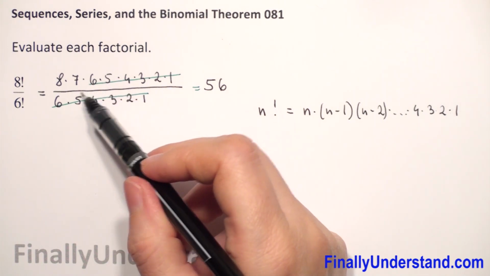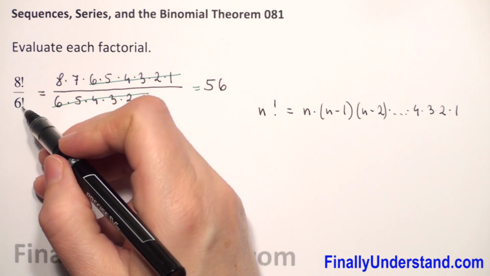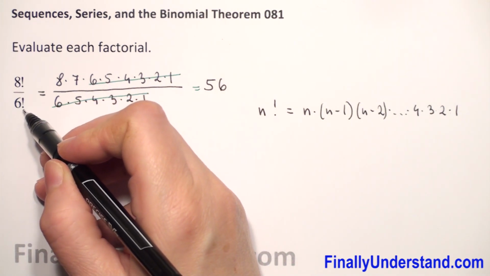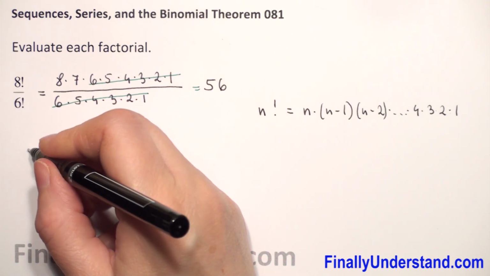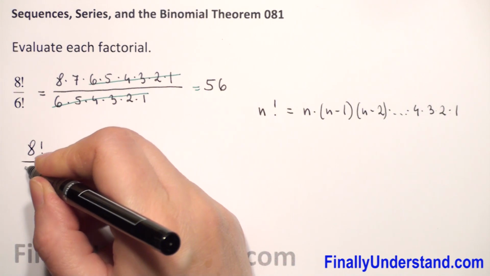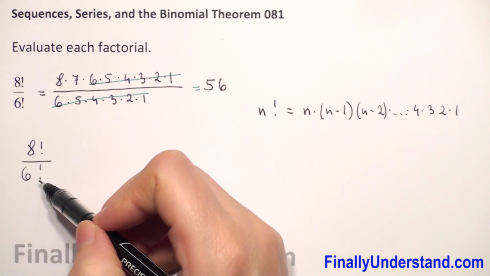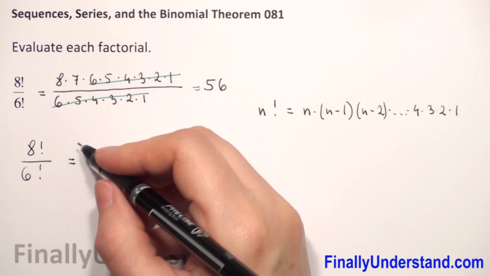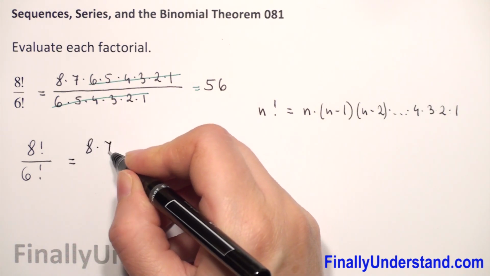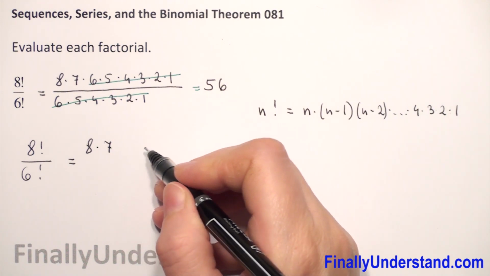Or you don't have to rewrite this 8 times 7 times 6 down to 1, because in the denominator we have 6 factorial. So let me write this example, 8 factorial over 6 factorial, one more time. Because in the denominator we have 6 factorial, we can write this 8 factorial as 8 times 7, and now you don't have to write 6 times 5 times 4 times 3, 2 and 1.